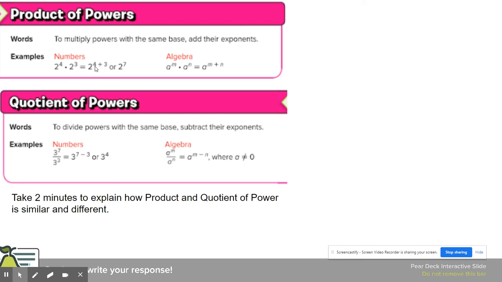Okay, I want you to compare these two. And again, if we were doing the pair deck, I'd have you take 2 minutes to look. What are some of the similarities and some differences that you see between these two? Hopefully some similarities you see was you have to have the same base. The differences would be for the product, you would go ahead and add the exponents. And for the quotient, the dividing, you go ahead and subtract. Those are the similarities and differences.